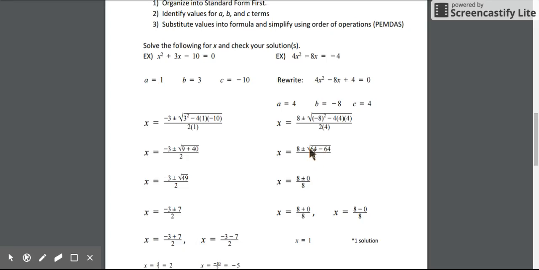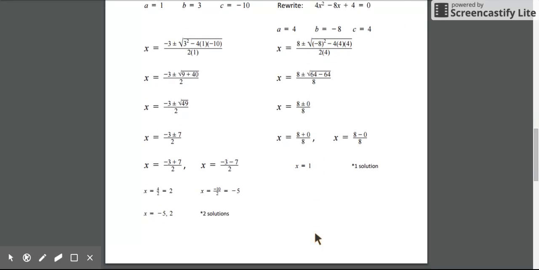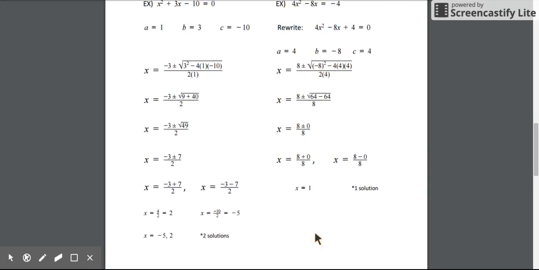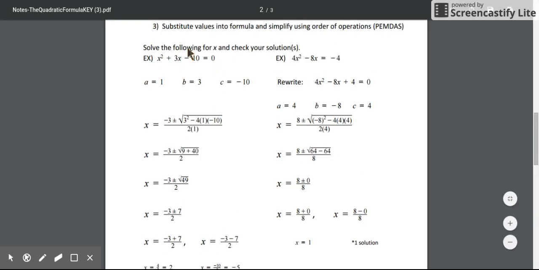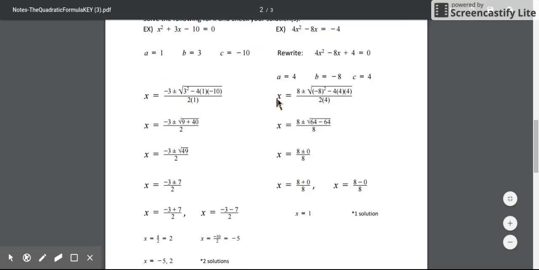So anytime your radical value becomes 0, you always know you have one solution, because that whole thing is going to go away, and you're just left with your first number divided by the denominator. So 8 divided by 8 is 1. You could add 0 and subtract 0, but it's not going to change anything. We just have one solution, positive 1. You can always check your solutions by plugging them back in to the original equation, and they should both work and make the right side equal 0.